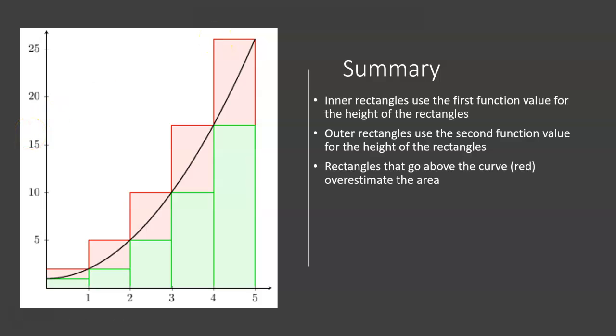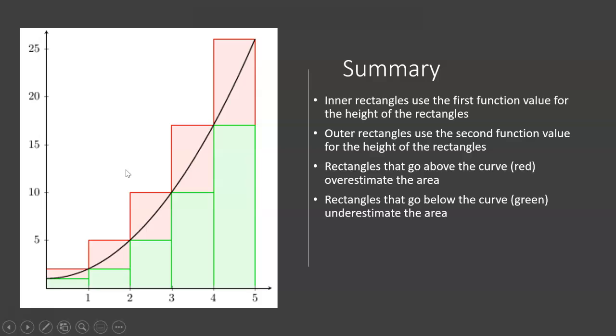Rectangles that end up going above the curve, like these red ones, overestimate the area. You can see they're always above, okay, because it's all that area. Rectangles that go below the curve, the green ones in this case, underestimate the area. And you won't know this until you sketch the curve. It depends on the bend of the curve, whether you're going to overestimate or underestimate with your inner and outer.